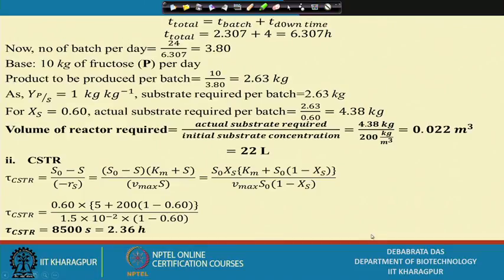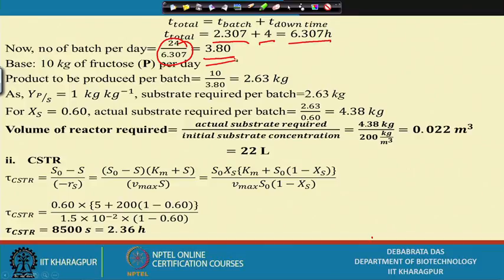And then we can find out the total time. What is the total time? The batch time plus idle time. Idle time is 4 hours, so total is that. Now, when we want to calculate the volume of the batch, first we shall have to find out how many batches you have to operate per day.